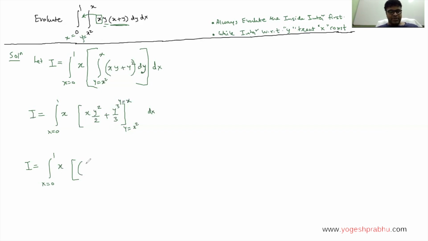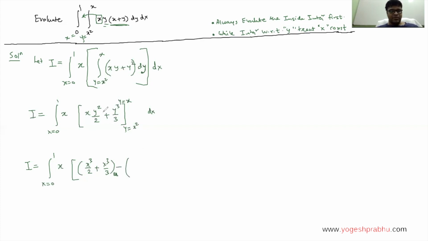So this will become y equal to x. If I do y equal to x, it will be x squared, and then there is an x, so this will become x cubed by 2, right? And then the next term, if I put y equal to x, it will become x cubed by 3. Sorry, that's x cubed by 3. Okay, that is basically the upper limit: I substituted in this whole thing, minus the lower limit of the integral.